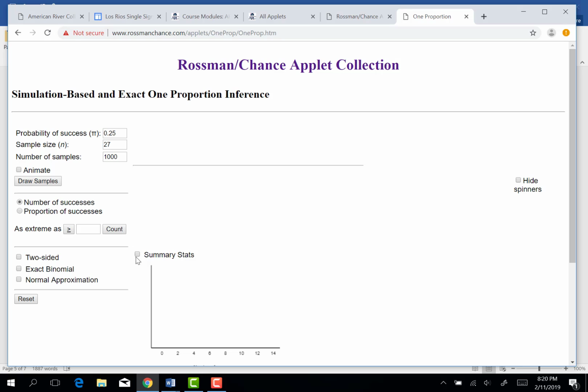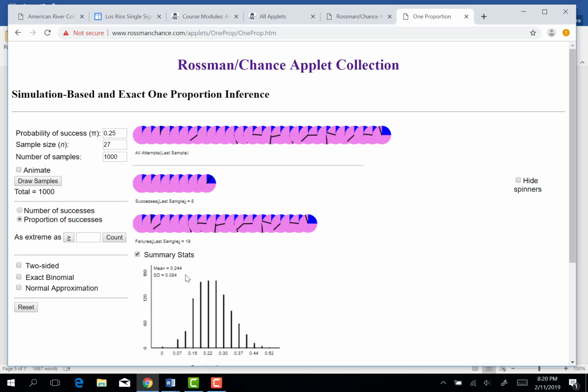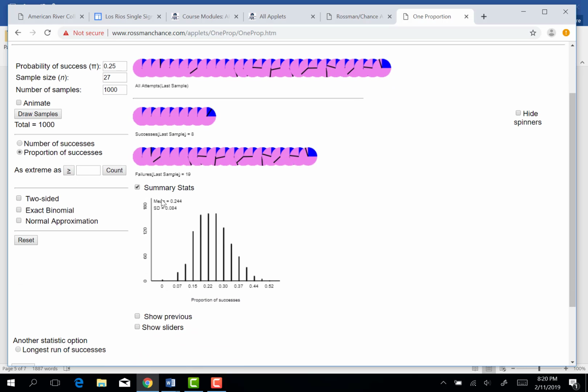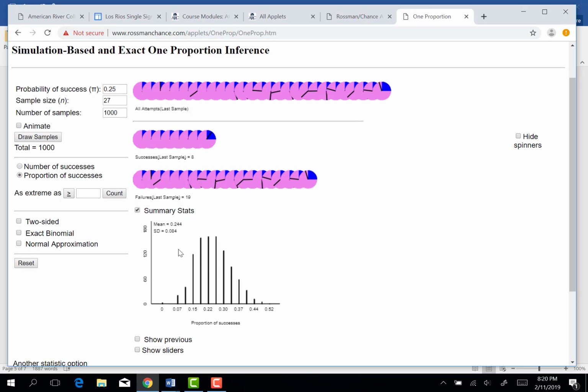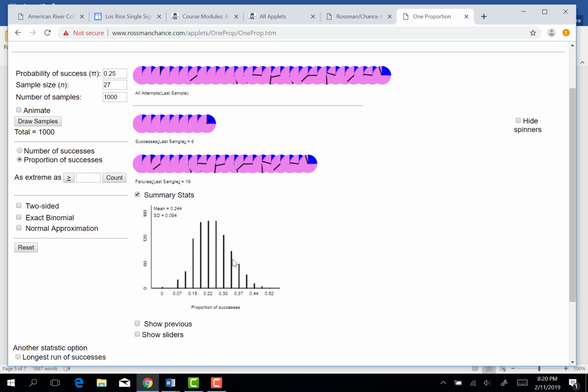So that it goes faster, unclick the animate, and be sure that you have your summary stats button clicked because that gives you the mean and the standard deviation. And we also want to move this radio button to proportion of successes. So not the number, but proportion. And draw samples. So this is our simulation for 1000 samples. Notice that is pretty symmetric.